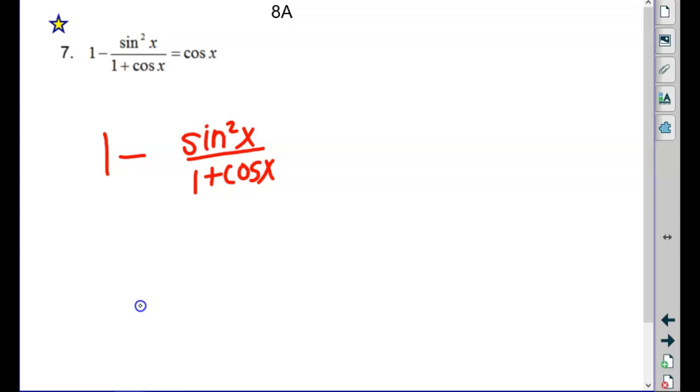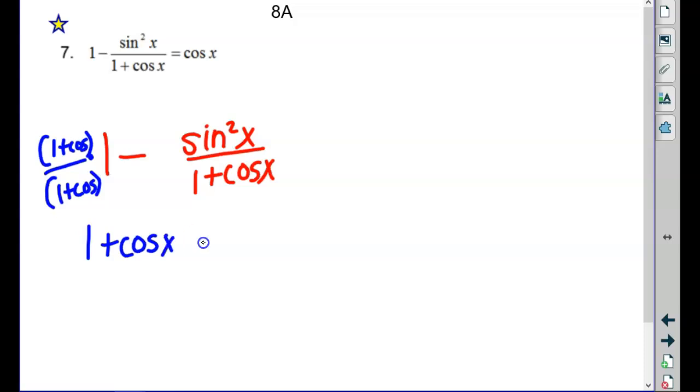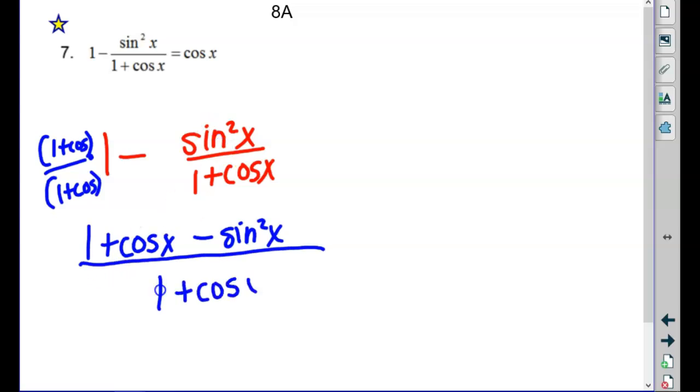Change what? You could and then factor it or something. Okay. I was thinking we should get a common denominator. Can we try that? What would this 1 become? We're multiplying, right? So 1 times 1 plus cosine would just be 1 plus cosine. And then there was a minus sine squared up there. And our common denominator was 1 plus cosine. Now what?